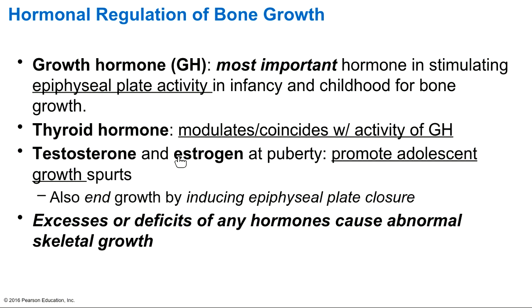Other hormones involved: testosterone and estrogen. Okay, so at puberty, you have an increase, right, of testosterone and estrogen. And so that's why you notice that at puberty, you have this growth spurt, because testosterone and estrogen are going to play a role in the epiphyseal plate activity. Now, but also understand that these two have an opposite effect later on. Later on at early adulthood, these two are going to play a role in stopping activity at the epiphyseal plate.